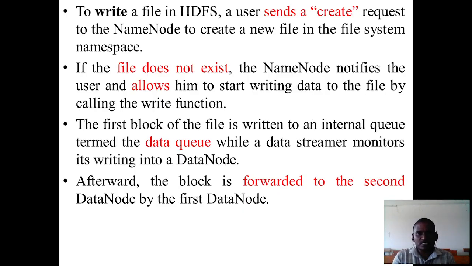It does not exist means the name node allows the user to perform the write operations with the help of a create request. So we can perform the write functions, that is, store the data in the particular data node. The first block of the file is written into an internal queue termed the data queue, while a data streamer monitors its writing into a data node. Afterward, the block is forwarded to the second data node by the first data node.